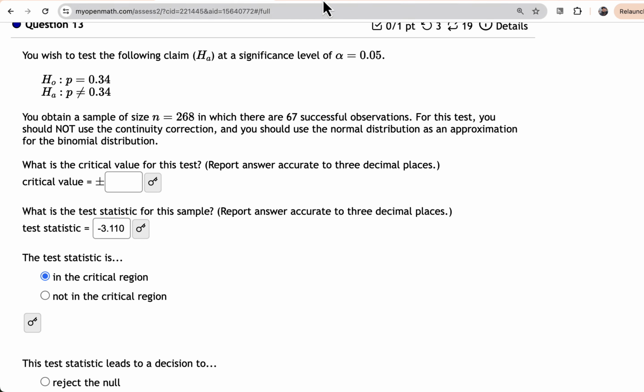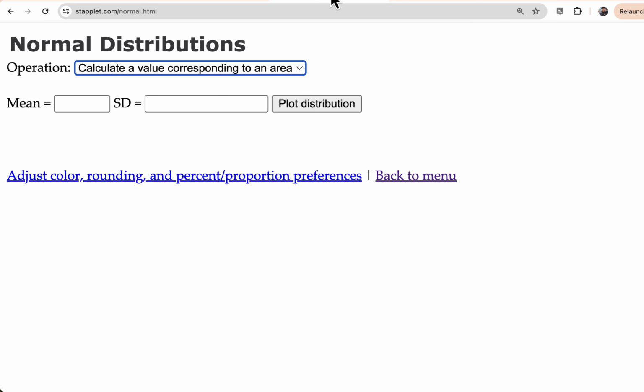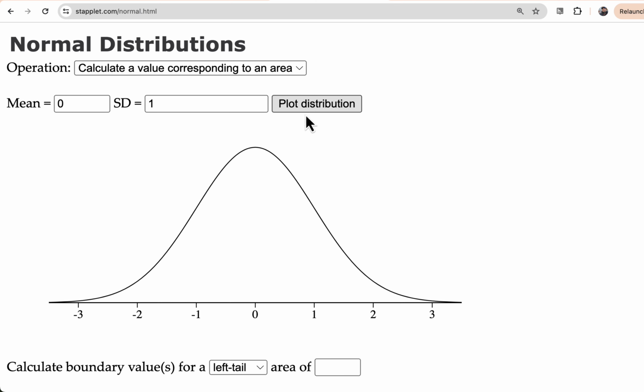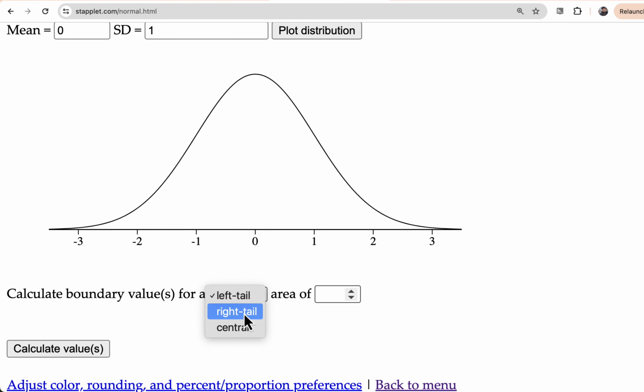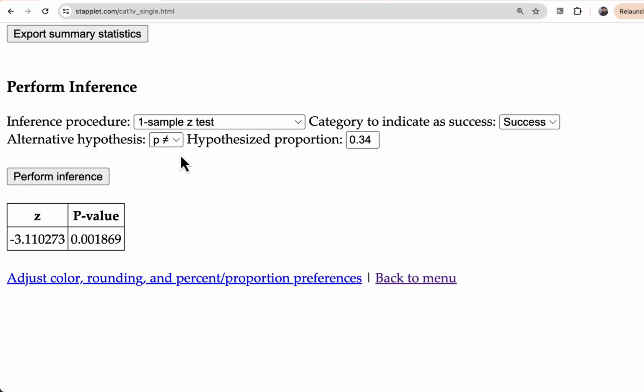If it was a left tail test, we would do a left tail area of 0.005. And we need to just do a mean of 0 and standard deviation of 1 for a z curve. So we could do a left tail test or a right tail test with the alpha. For a two-tail test, we have to be a little bit more creative. This is a two-tail test because it's a not equal sign.